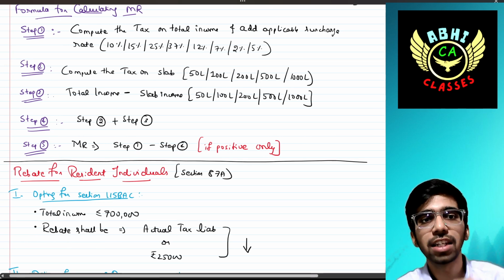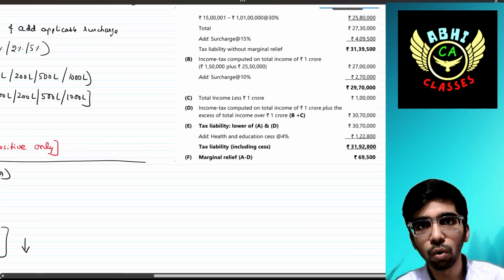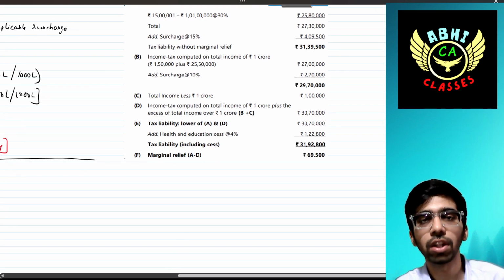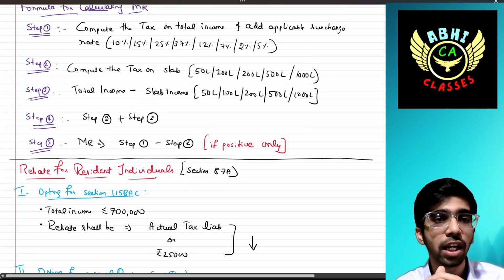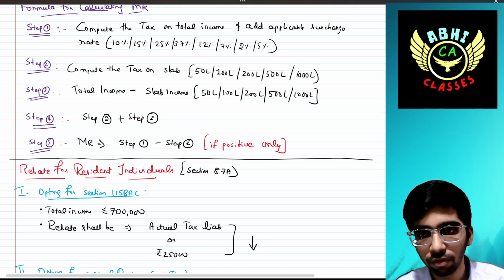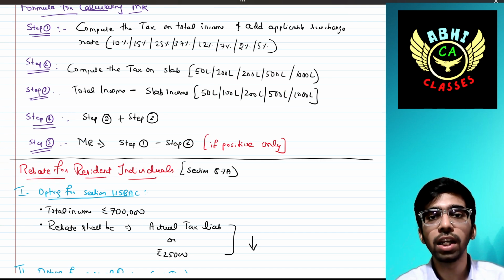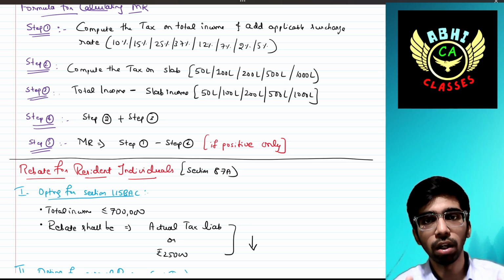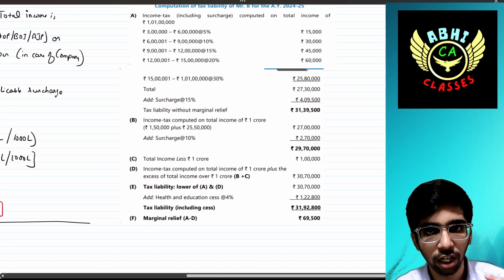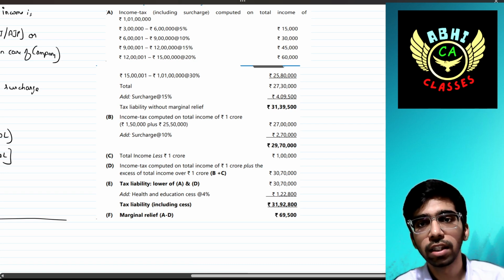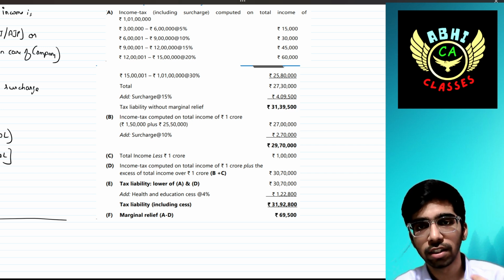Next, step 4: step 2 plus step 3. In step 2 we have got 29 lakh 70,000 plus 1 lakh, that is 30 lakh 70,000. Okay. Next we have to see the marginal relief. If step 1 minus step 4, that's it. In step 1 the answer is 31,39,500. Step 1 minus step 4: here 30,70,000, the difference is 70,000, right? Yes.